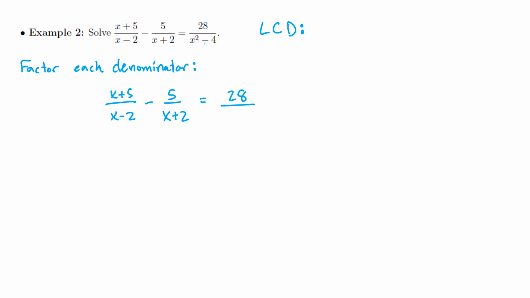And remember, when the middle term is missing here, then this is a difference of squares. So x plus 2 times x minus 2 gives us x squared minus 4. And so what I can see here is that, okay, well, x plus 2 divides evenly into this, x minus 2 does as well. So my LCD is x minus 2 times x plus 2. If you don't factor all of the denominators, what's liable to happen is that you can end up with a least common denominator that's not actually the least common denominator, and then your whole equation blows up into something that is pretty ugly.